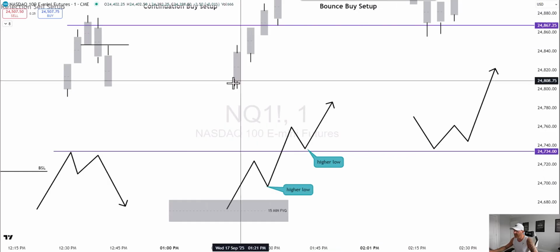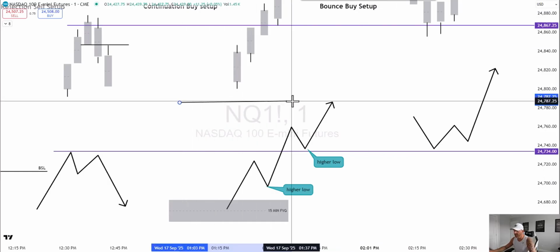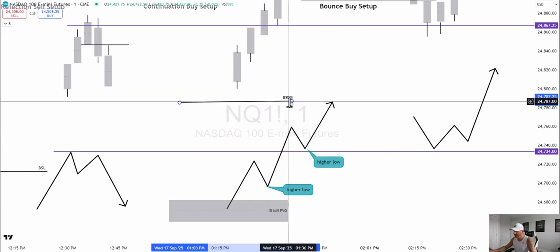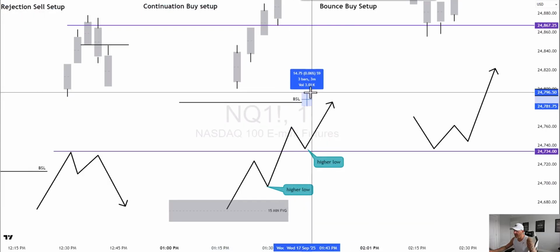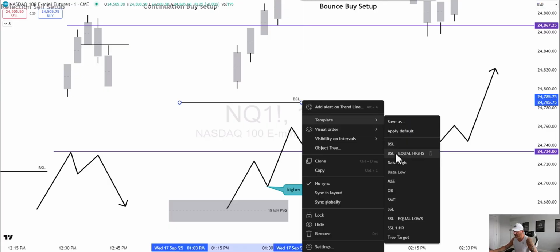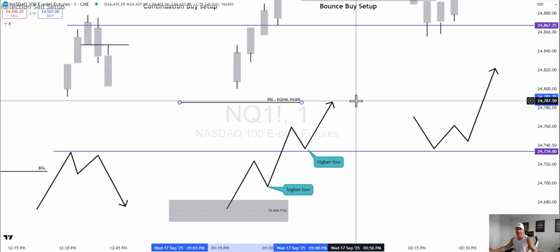And also, we have a clear drawn liquidity above. Okay, so we have a clear drawn liquidity up here. Some buy side liquidity. Maybe it's previous day high. Maybe it's equal highs. Let's label this equal highs because we see this a lot, and price is attracted to equal highs, right?